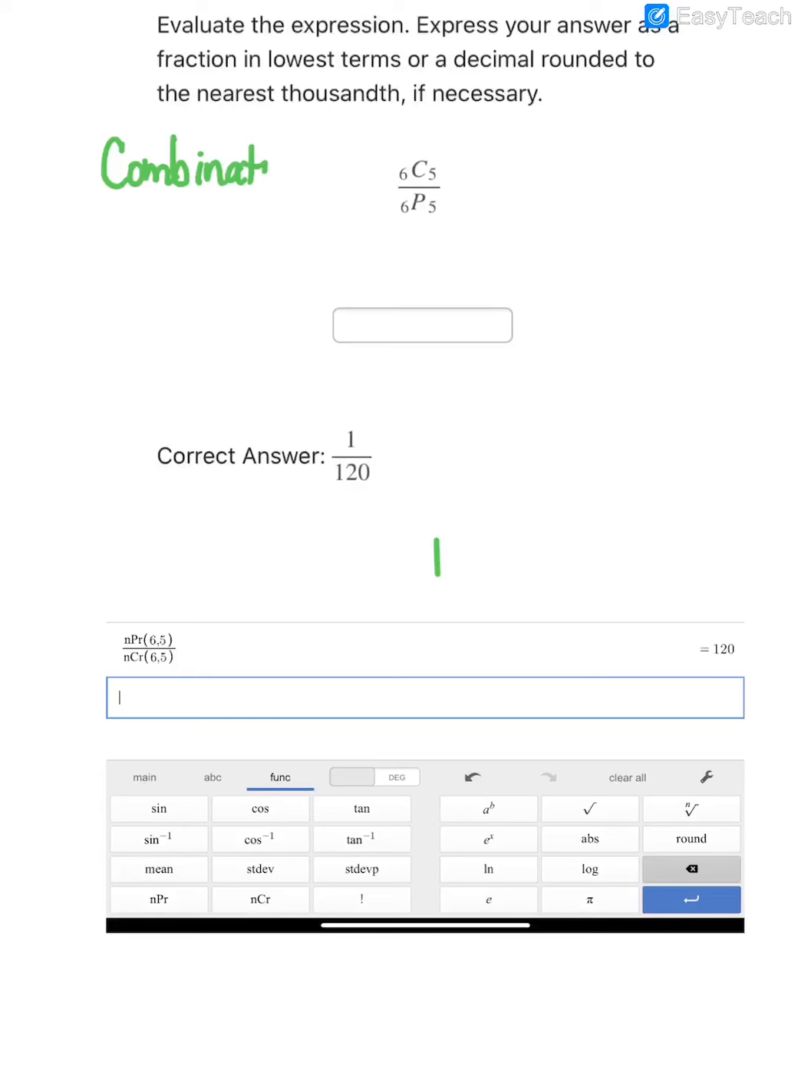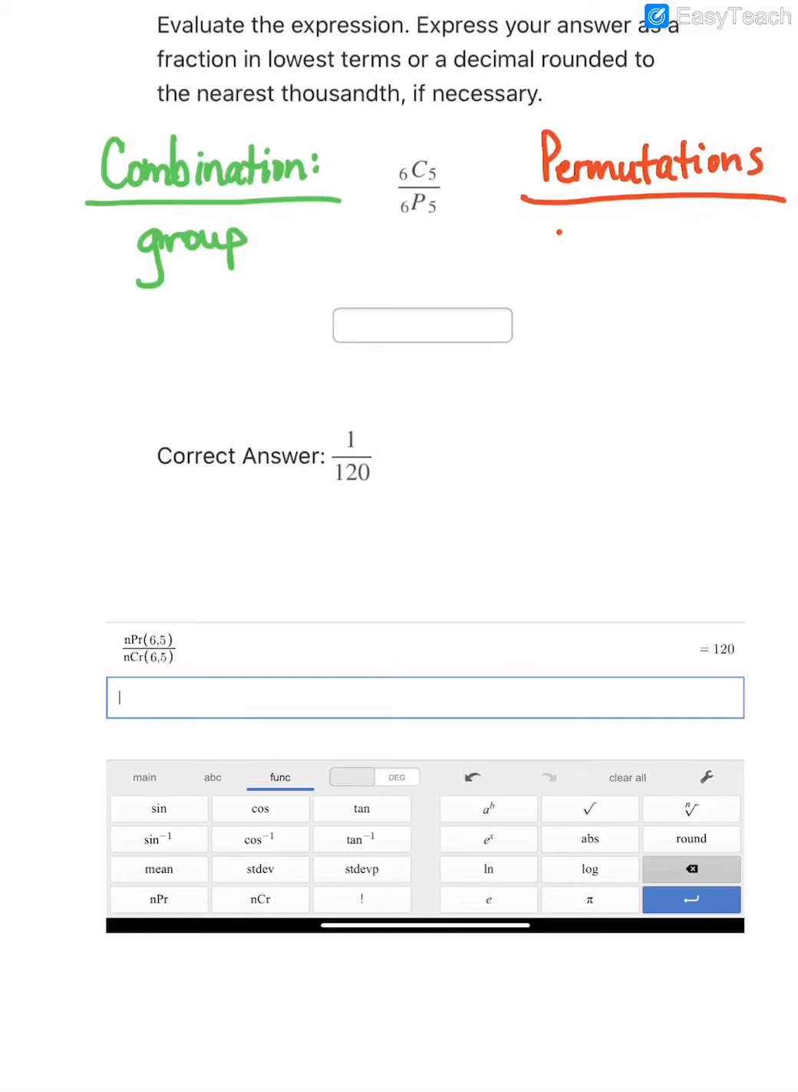When you have a combination, you are looking for how to arrange things in a group. You have a certain number of items you're choosing from, and you're going to arrange them in a group. In other words, the specific order of those elements does not matter. Whereas if you're choosing items and you're going to put them in a certain order, we refer to it as a permutation. So it is an ordered arrangement.